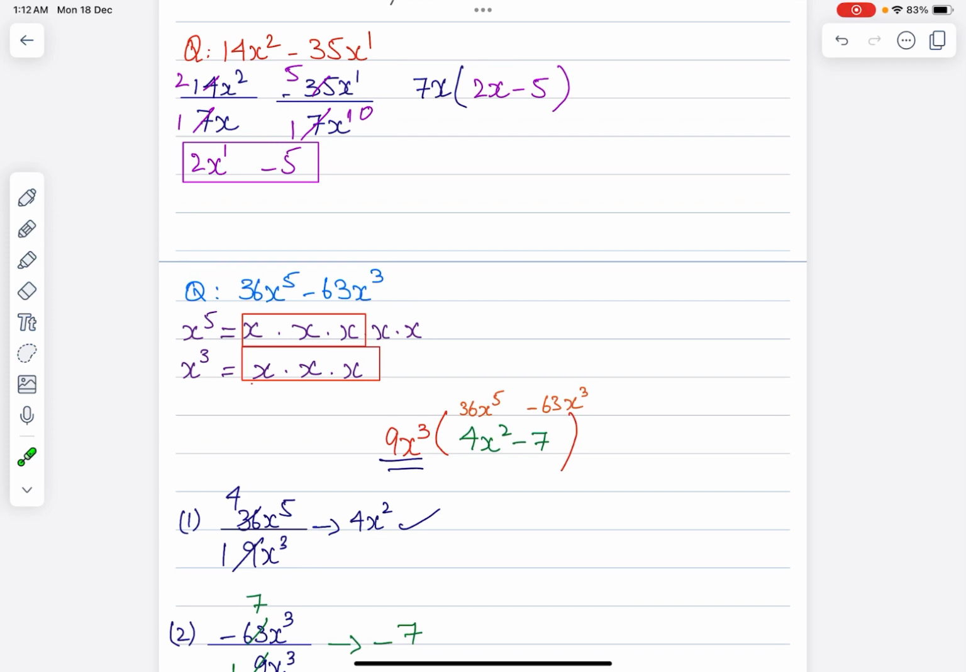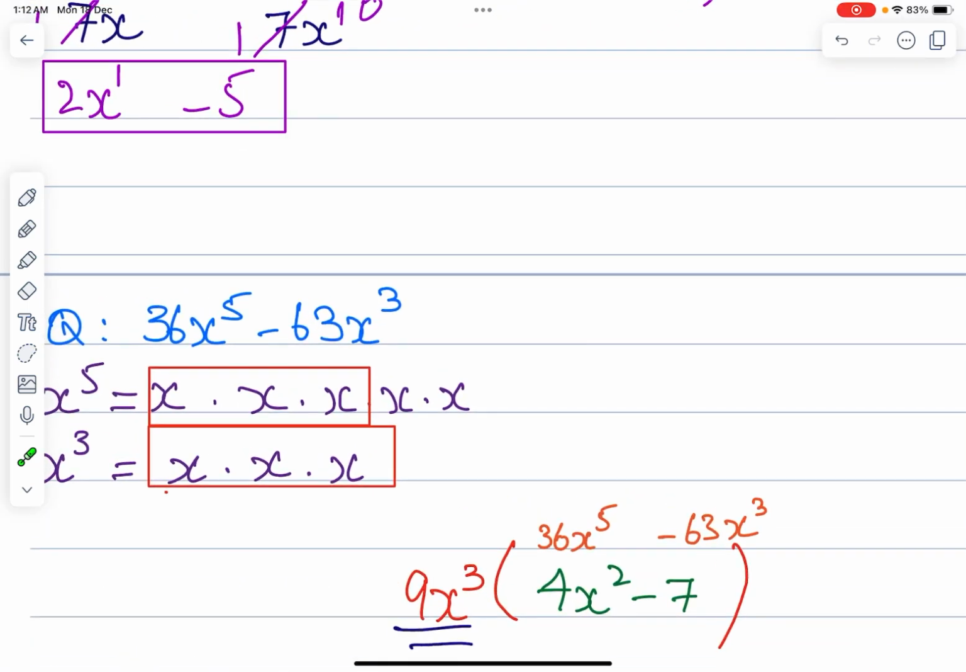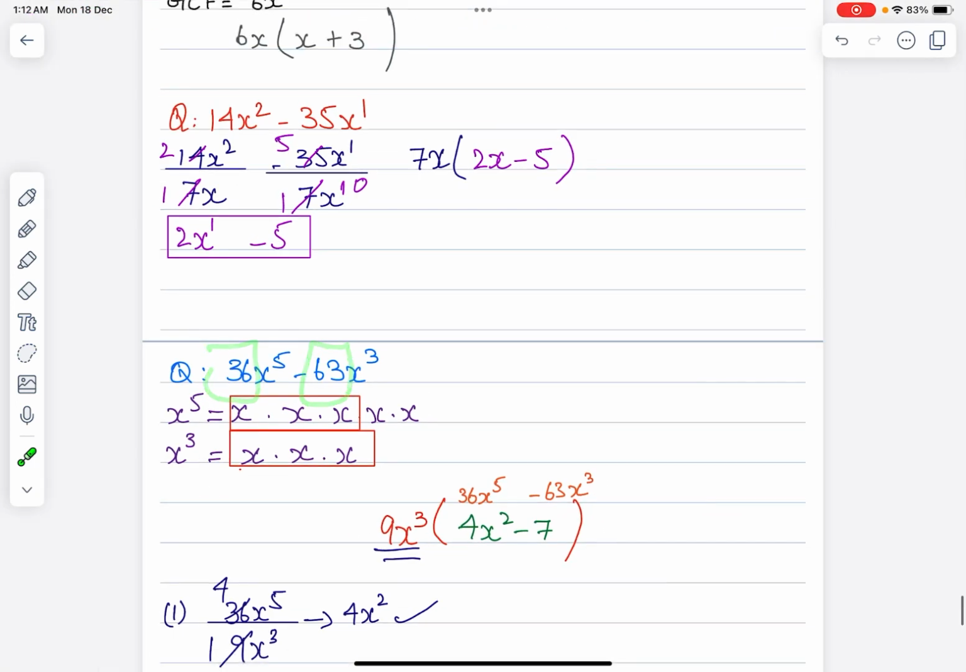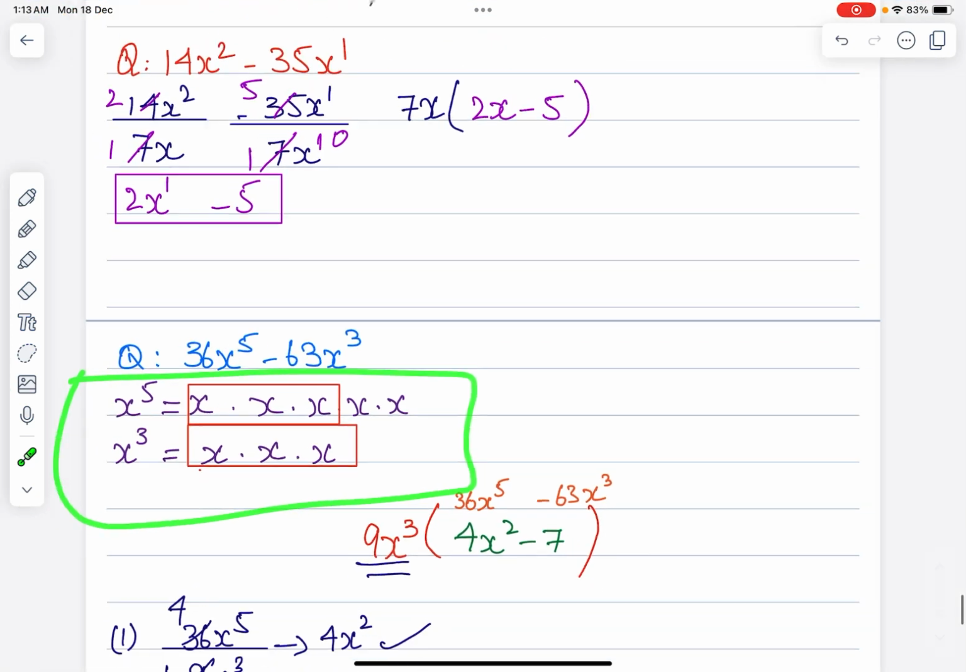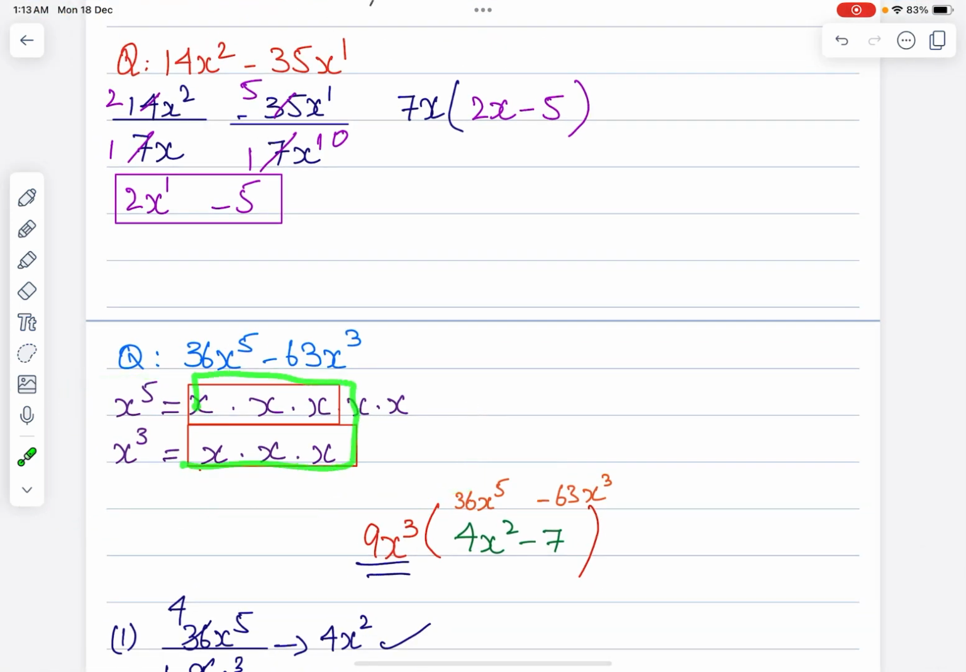Look at the constants, the numbers, like you have 36 and 63 in this case. Just look at them first. Find the greatest common factor of 36 and 63, which is 9. Then look at the variables, x to the power 5, x to the power 3. Then you realize that at least both of them are going to have x to the power 3, right? And I showed you how as well. And we have looked at the logic behind this as well.